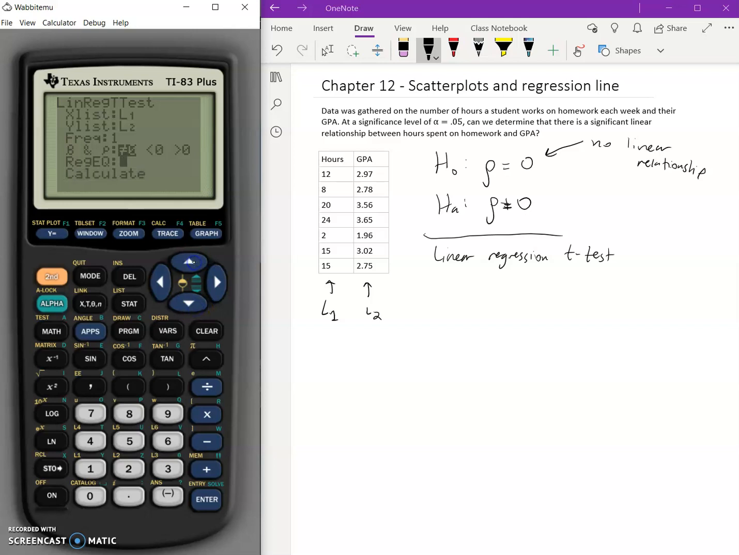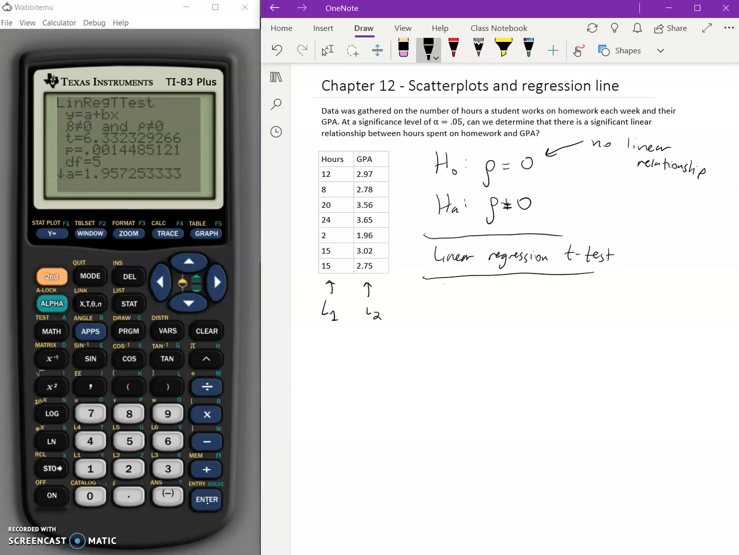Now, these other options of greater than 0 or less than 0, that would be if we wanted to specifically see if there was a positive or a negative relationship. But we're never going to do that in this class, so you don't have to worry about it. So now we calculate this. So what we have from this situation is we have everything that we normally do.